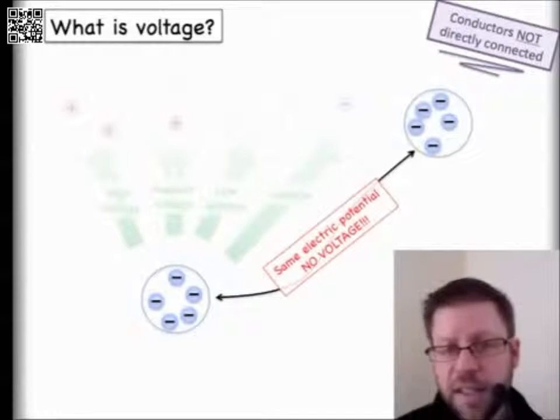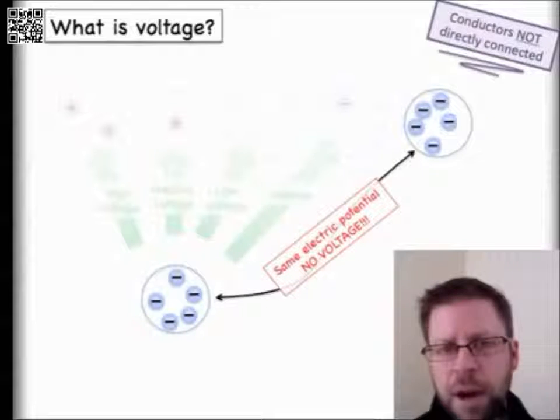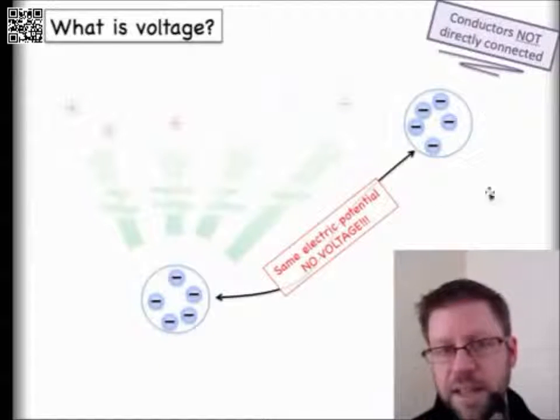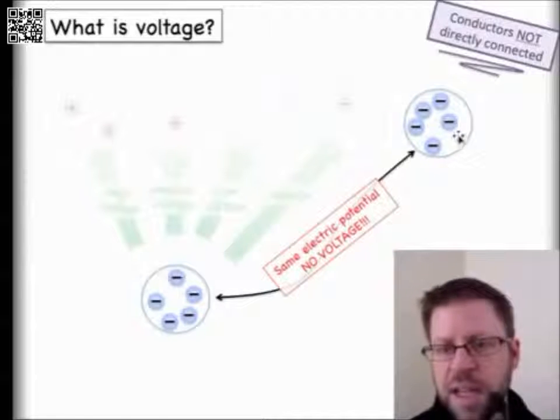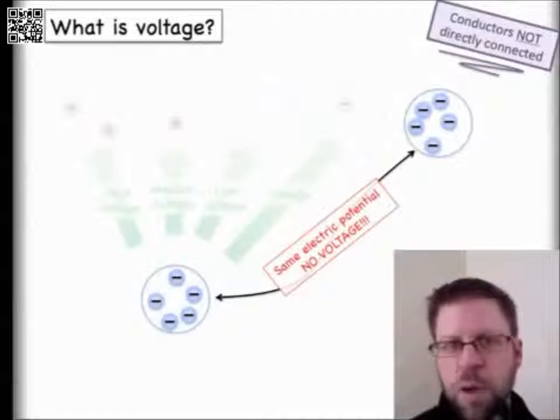Taking another look at this position that we had before, I haven't changed anything on the top right, and in this situation we would say that these two locations have the same electric potential, so there is no difference in their electric potential. That's by definition a zero voltage. This is going to be pretty happy to just stay as it is. No voltage, no push for electrons to move from one place to the other.